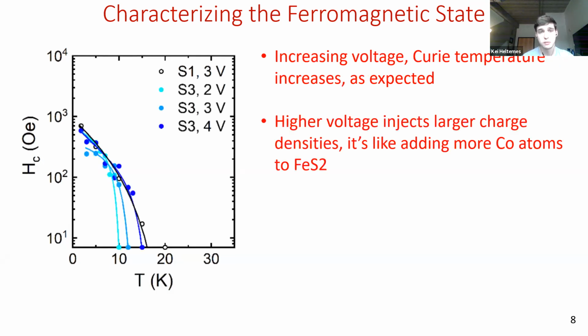Now we're introducing a different iron disulfide sample, basically a different grown crystal, and applying a voltage to it. The main result is that upon greater voltage application, the Curie temperature of the sample actually increases. This is expected because upon greater voltage applications, we're getting higher charge densities in our sample. Logistically, that's just like adding more electrons to our iron disulfide. It's like doping it with more cobalt.